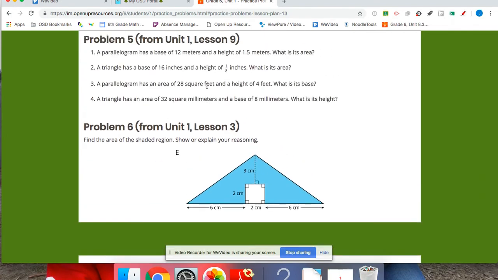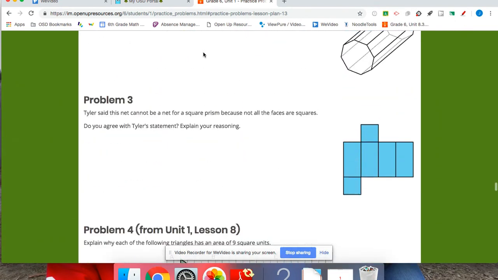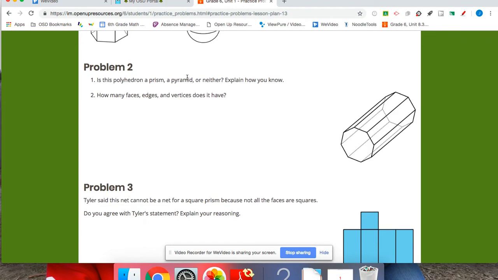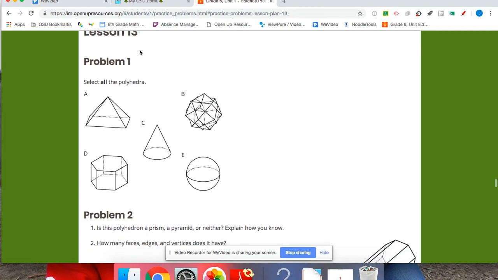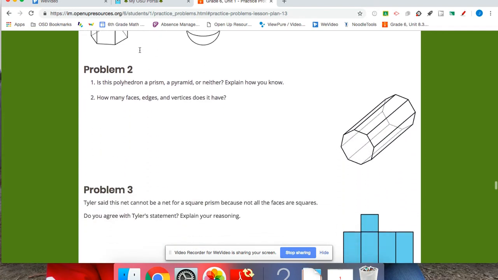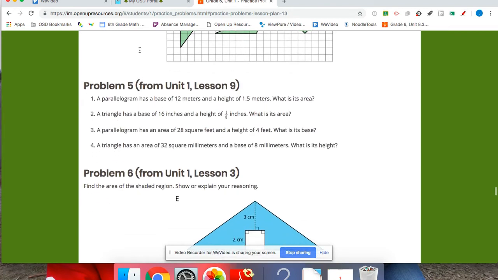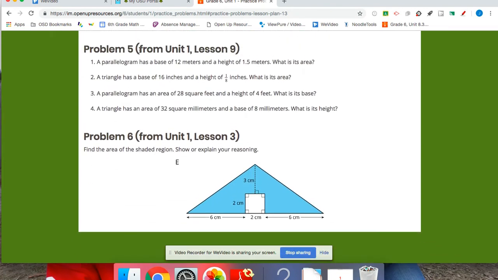Now if you click on here, nothing happens. So this is not interactive. You don't type your answers in. You don't write your answers in. Students would solve these problems on a piece of paper in their math spiral. They would write lesson 13 at the top of it so that they know what these problems are from. So they would do these 6 problems in their math spiral.